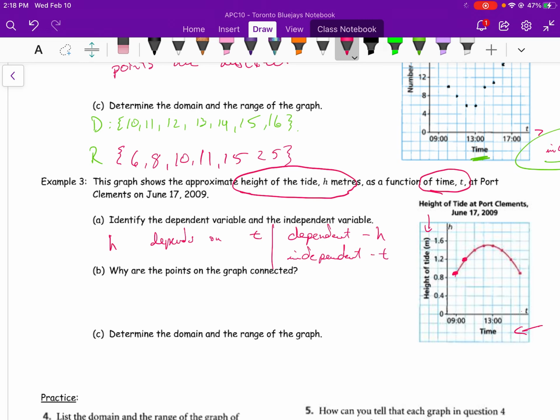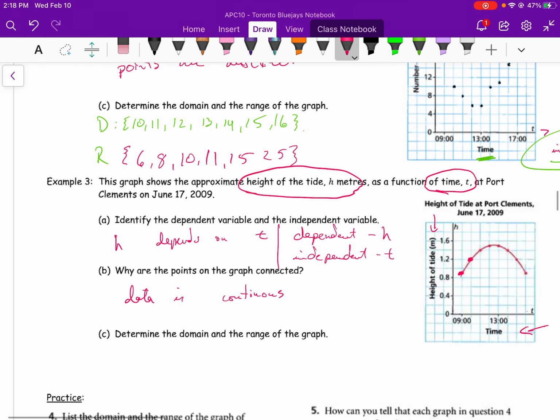Why are the points of this graph connected? Because the data is continuous. Oops, incorrect spelling there. Got too excited, added an extra E. So in between this point and this point here, that actually equates between 9 o'clock and 10 o'clock. That is, the tide would have a definite measurement somewhere in between that. The height of the tide would have a level at 9:32.